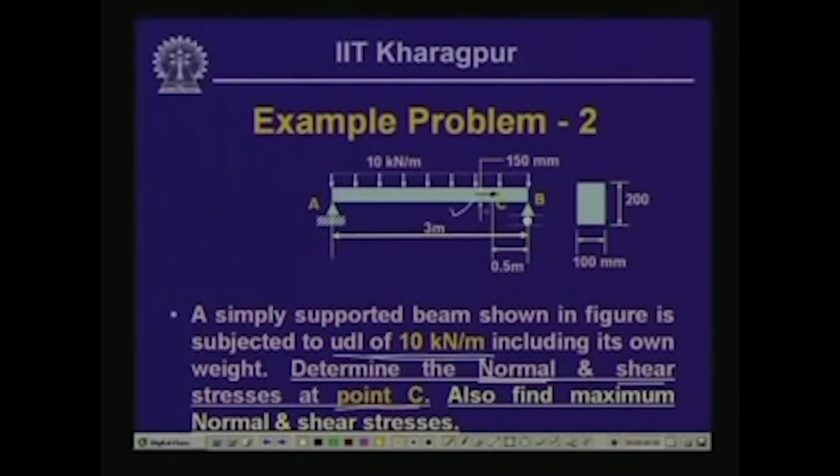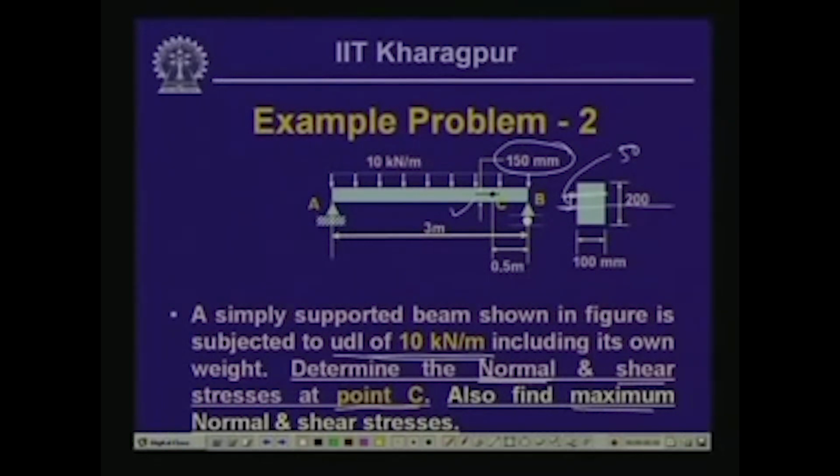Now, the point C is at a distance of 150 millimeter from the bottom fiber. That means that this is the position of the neutral axis, because it is symmetrical. So, point C is somewhere here along this length, which is 50 millimeter from this neutral axis. So, we will have to compute the normal stress and the shearing stress. Also, we will have to find out the value of the maximum normal and the maximum shear stress.